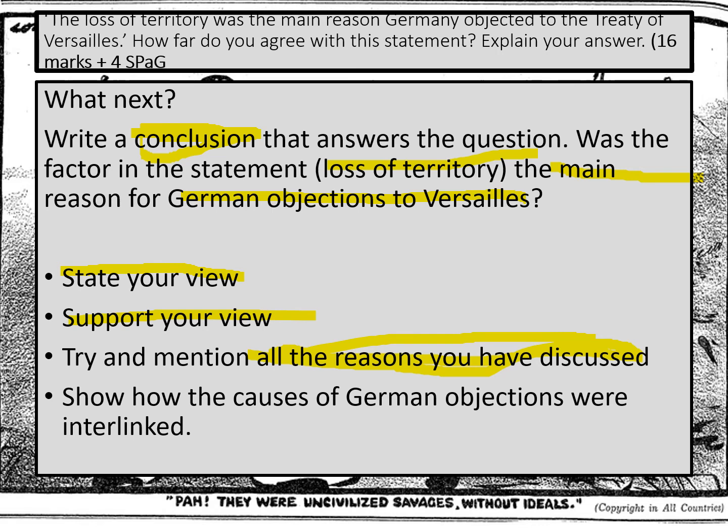And a really important thing to do if you want to get those upper levels is to show how these causes were interlinked, how one thing led into another, and how the territory was very much linked to the military because, of course, they've lost that land, they can't even defend it or get it back. Try and show that interconnection of your ideas.